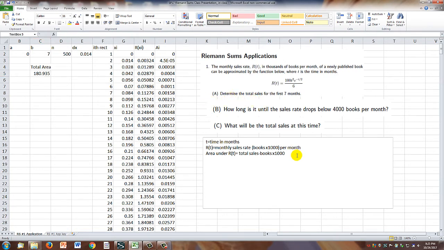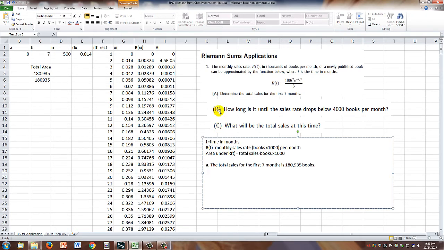So determine the total sales for the first 7 months. The total sales for the first 7 months is 180,935 books, because books is in thousands, so the units here are books times 1,000, so I'll just take this answer times 1,000. Okay, so the area under the R of T is equal to the total sales, which is books, times 1,000.